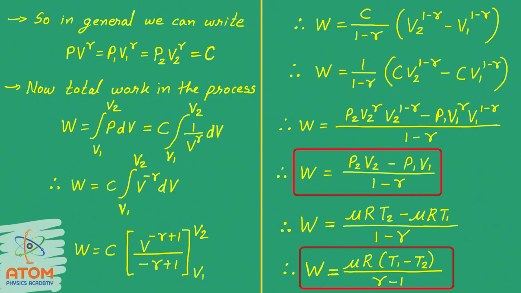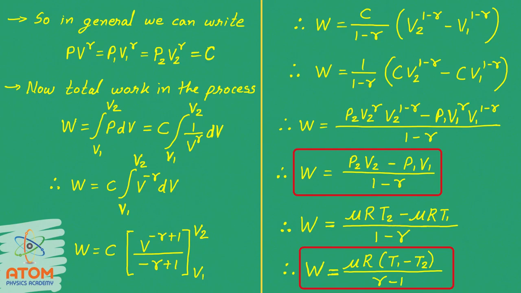Also, as per the ideal gas equation, we can write P2 V2 is equal to mu RT2 and P1 V1 is equal to mu RT1. Here mu R is common, so we can write the final equation of work, that is work W is equal to mu R T1 minus T2 upon gamma minus 1. Note that here when you take mu R as common, you will get T2 minus T1 in bracket, and in the denominator you are having 1 minus gamma. So I have flipped the terms, both of the terms in numerator and denominator.